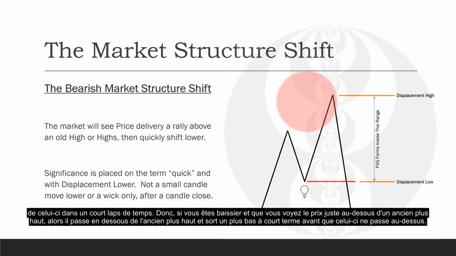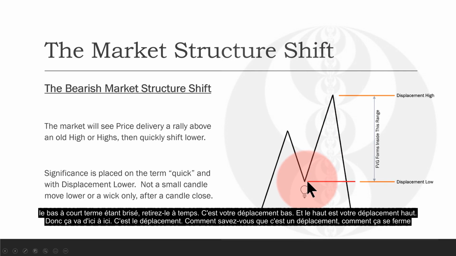So if you're bearish and you see price run above an old high, then it breaks below the old high and takes out a short-term low prior to that run above. That short-term low being broken, draw that out in time. That's your displacement low. And the high is your displacement high. So that range between here and here, that's displacement.